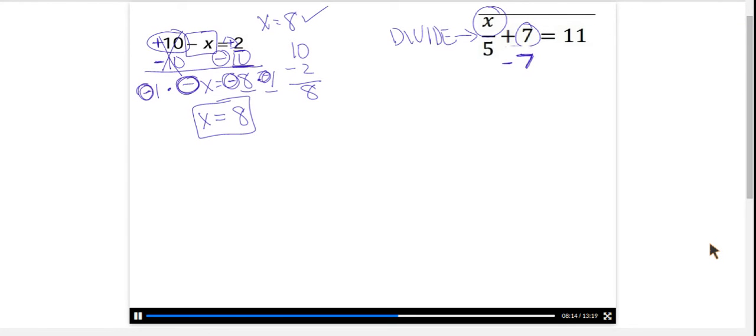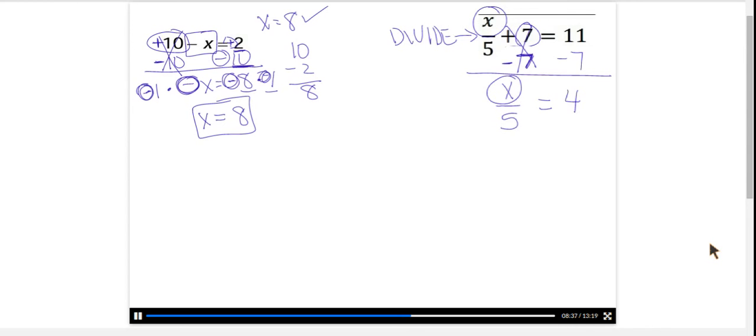Sorry, I'm having minor difficulties. All right. So positive 7 minus 7, that's 0. So I'm left now with x divided by 5. And what I do to one side, I do to the other. So 11 minus 7 is equal to 4. So now I have some number divided by 5 equals 4.